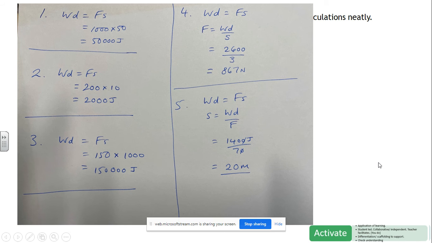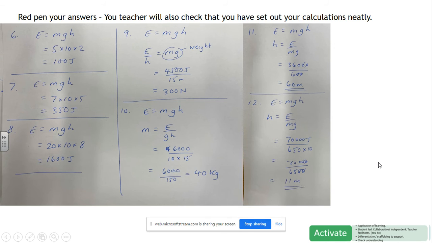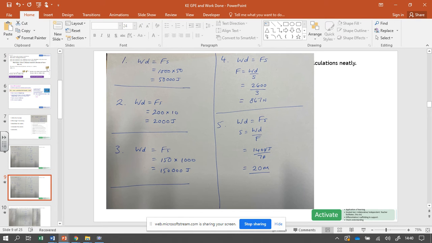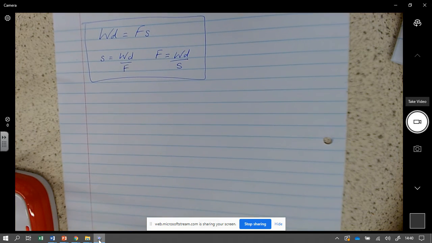That is all for now, I believe. Oh no, that's not all for now, because we have the gravitational equation questions to do. So following the same procedure, you will need to do that for the questions involving gravity. Before we do that though, let's have a look at rearranging the gravity equation.